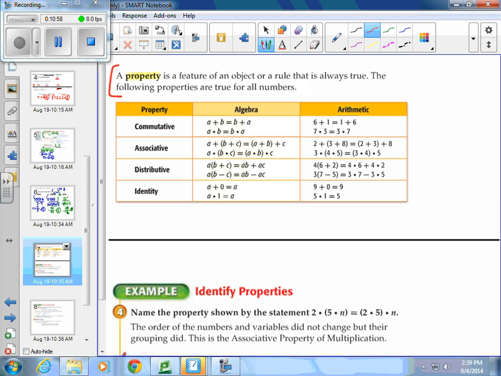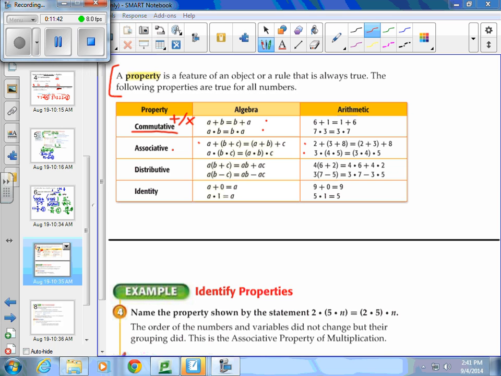Okay, so if we look at commutative, commutative is the one that you can just flip around. So a plus b equals b plus a, and a times b equals b times a. It works for addition and multiplication. Okay, and then associative, we have our parentheses just change, but everything stays in the same order. So we have a plus (b plus c) equals (a plus b) plus c. So we just change our parentheses around. This works for addition and multiplication.